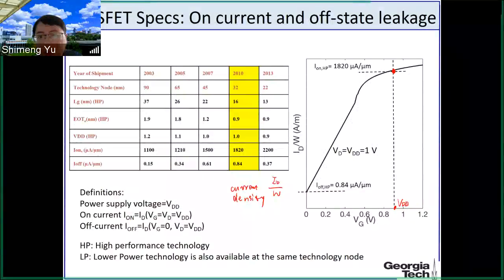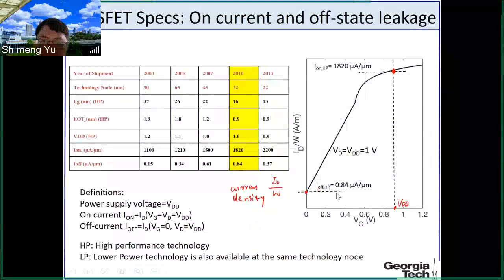In this example, it's like 1800 microamp if the transistor width is 1 micrometer. I think this corresponds to like a 32 nanometer process. And then the off current is where the straight line here in the log scale intersects with the 0 gate voltage. And this is the off current. This is when the VD equals VDD, in this case like 1 volt. And the I off is 0.8 microamp if the transistor is 1 micrometer wide.